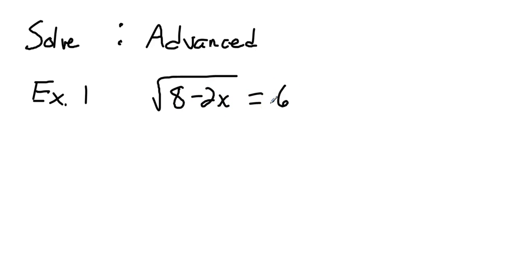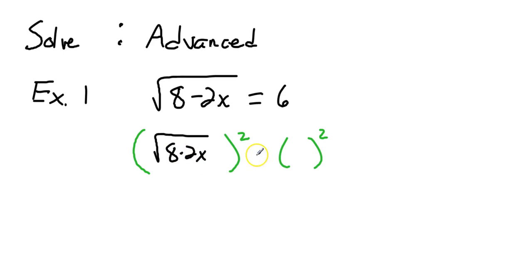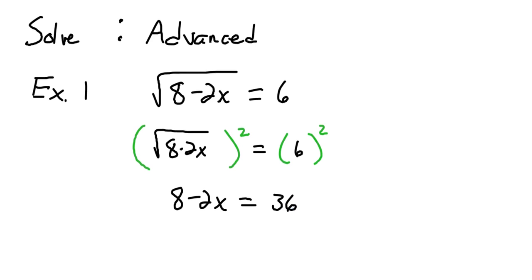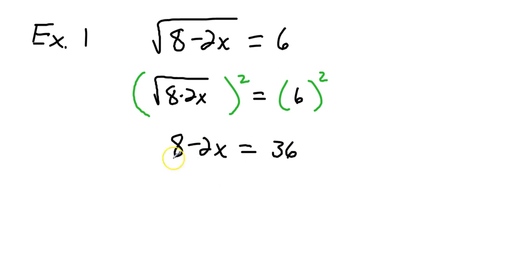Okay, so let's say you've got square root of 8 minus 2x equals 6. All right, and this one, there's nothing to do because the square root's already by itself, so you can go ahead and square both sides. Okay, so now you've got 8 minus 2x equals 36. The part that makes this one advanced is not necessarily that first part. It's the solving at the end because now you've got to solve this equation. But again, it's not really a hard equation. It's a pretty straightforward equation.